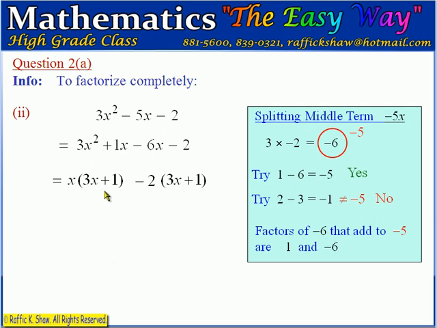So what we have now is 3x plus 1 as a common factor. And therefore, x multiplied by this minus 2 multiplied by this is equal to x minus 2 multiplied by this. And so that's our factorization of that quadratic expression completed. That's a complete factorization. These are the two linear factors for this quadratic expression. And so that's the end of part 2 of question 2a.